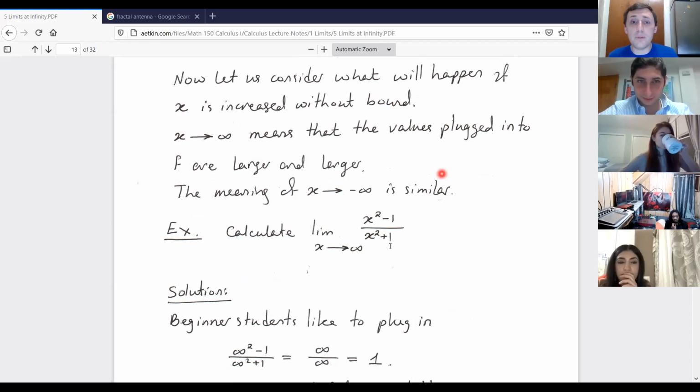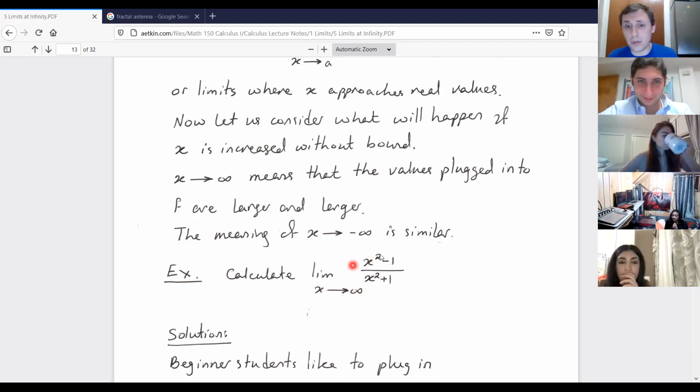So help me calculate this limit. Let's see if you can do it before I explain. The limit as x goes to infinity of (x squared minus 1) over (x squared plus 1).